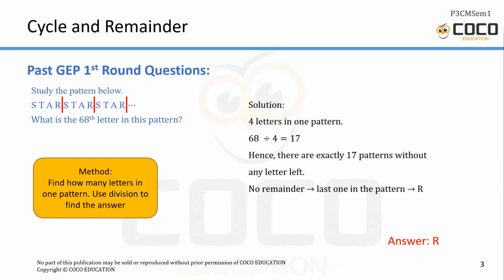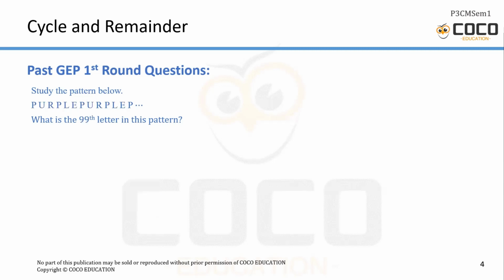Okay, so this is a typical cycle and remainder question, right? We have another similar question for you to have a try. You can have a try first, then compare the answer. For this one, still the same. I need to find how many letters in one pattern. We notice they are the purple, correct? So we have 6 letters in one pattern. Then the question is asking for 99, so we need to take 99 divided by 6, which gives you 16, remainder 3.